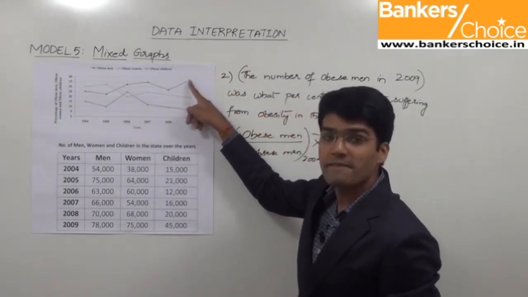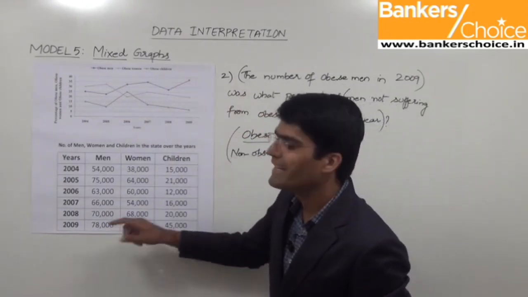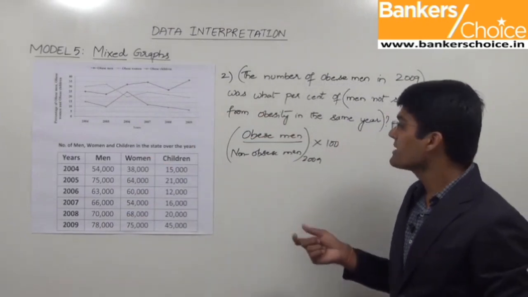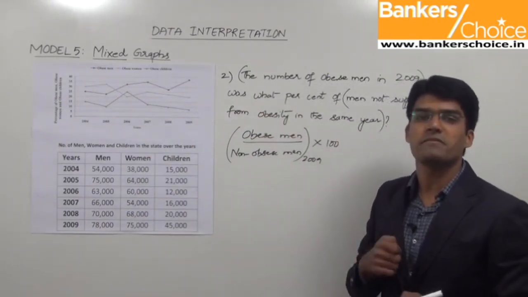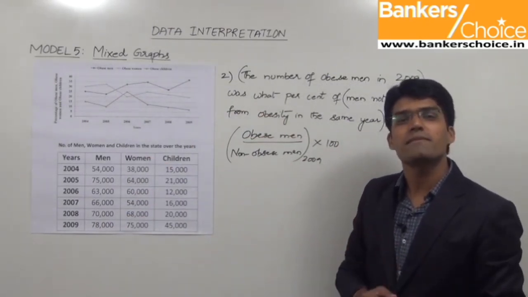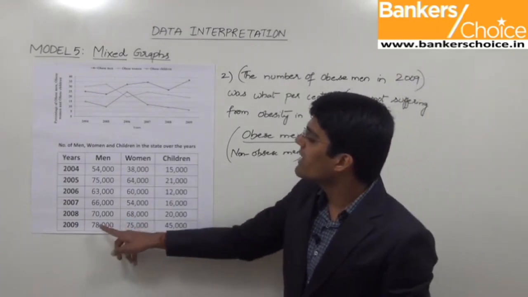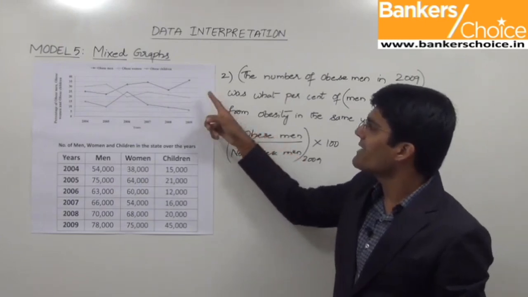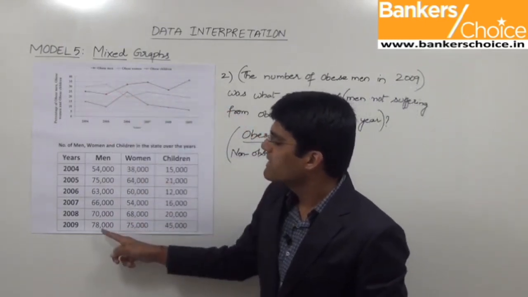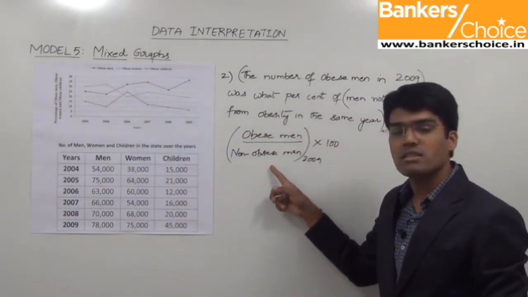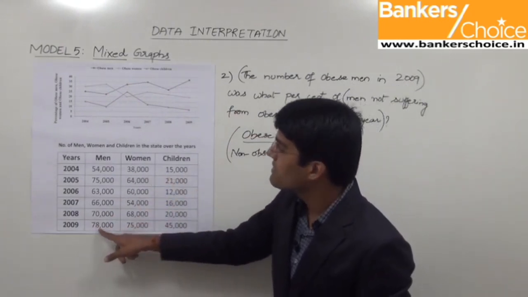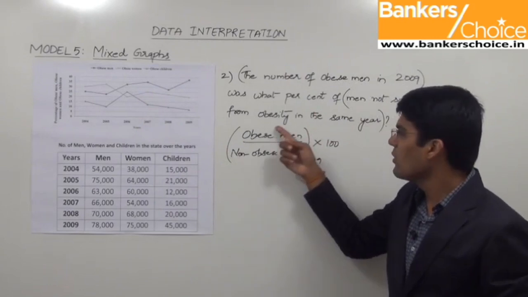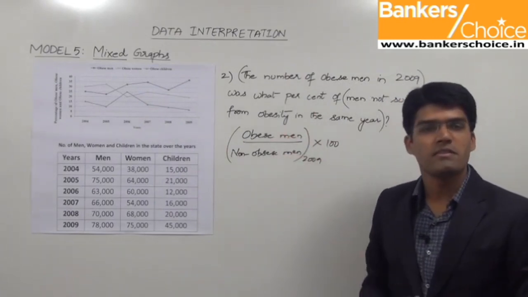So 37.5% of total men in 2009, that is 78,000. So that will give us the number of obese men. Now the point is how to find out the men who are not suffering from obesity. See, the men who are not suffering from obesity can be taken as total men minus men who are suffering from obesity. So we can find out the obese men as 37.5% of 78,000 and men who are not suffering from obesity as 78,000 minus men who are suffering from obesity. So that will give us non-obese men. And then obese by non-obese into 100 will give us the required answer.